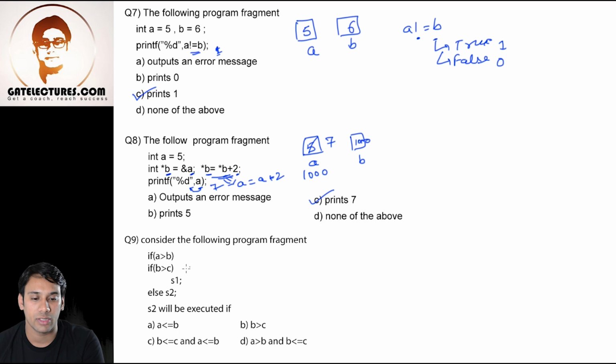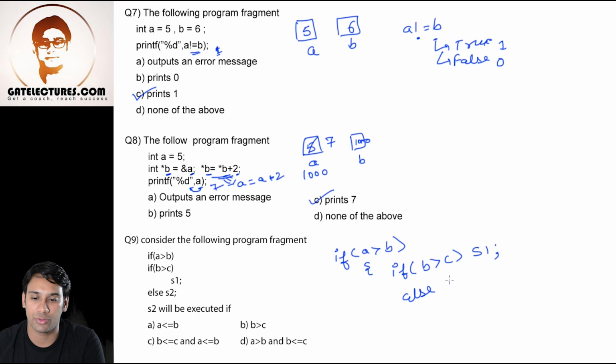In the next program, they are giving some if-else statement and they are asking the statement S2 will be executed if. So when will the statement S2 be executed? Here these if-else statements actually mean something like this. Because they are nested if-else: if A is greater than B, then if B is greater than C, then execute S1, otherwise execute S2, right? So when will this else statement S2 be executed?